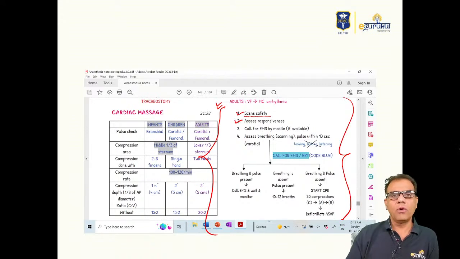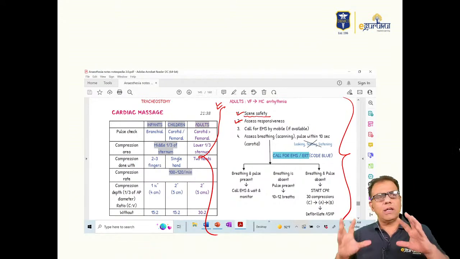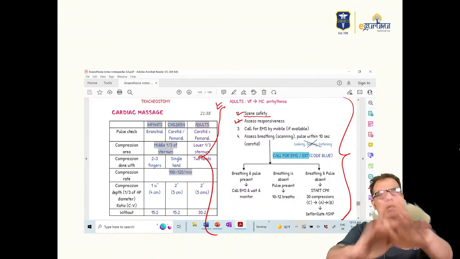I remember a very good incident. We were sitting at the central monitor in the ICU, and we had an intern with us. And suddenly we saw that the intern rushed to a bed and started doing CPR.